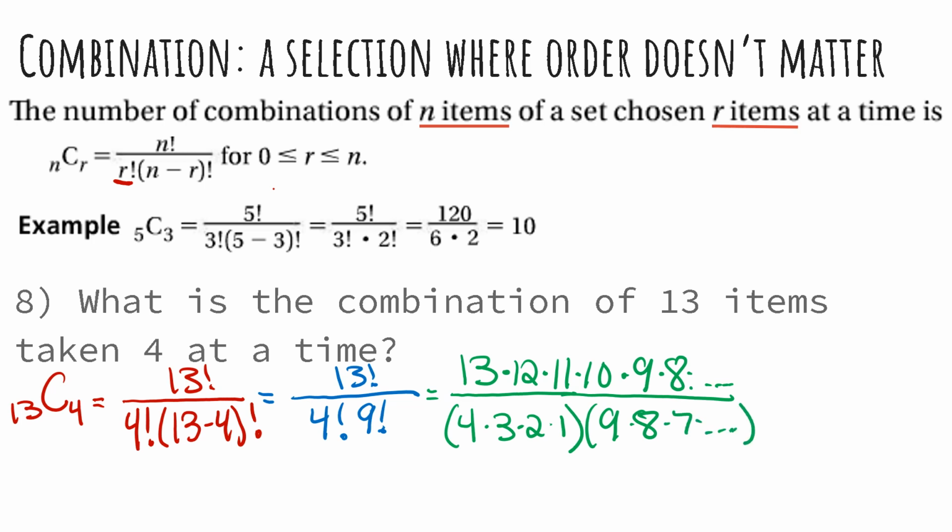So you want to cancel out the bigger factorial, because you want to cancel out the most numbers that you can. So always cancel out the bigger one that's in the bottom, so in this case the 9 factorial. So anything 9 and less can cancel from the 9 factorial and the top of our fraction. So then I'll only be left with 13 times 12 times 11 times 10, and we're going to divide that by 4 times 3 times 2 times 1.